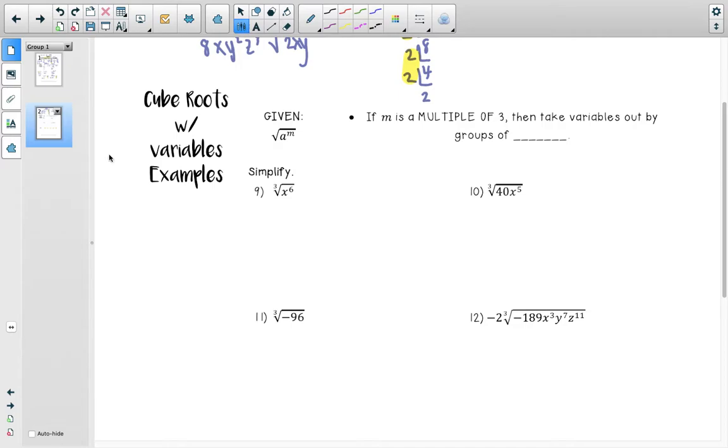So cube roots have this little 3 on the inside. This is called the index. And that's just saying instead of coming out in groups of 2 or pairs, everything comes out in groups of 3. So whatever the index is tells you how many groups make it come out of that radical. Okay, so right here it says that. And then take the variables out by groups of 3.